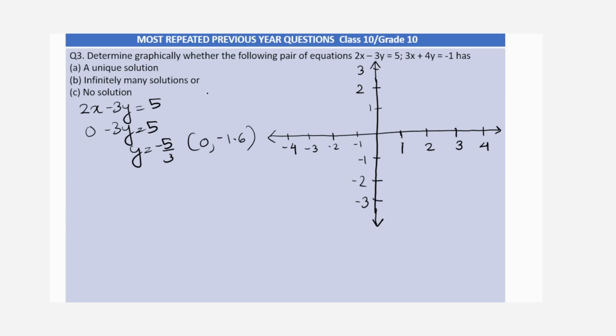Now similarly, when y is 0, that is the point where the same line will intersect the x-axis. So when y is 0, what will it be? 2x is equal to 5. So x will be equal to 2.5, right? So the other point that we got, where it intersects the x-axis, is 2.5 comma 0.